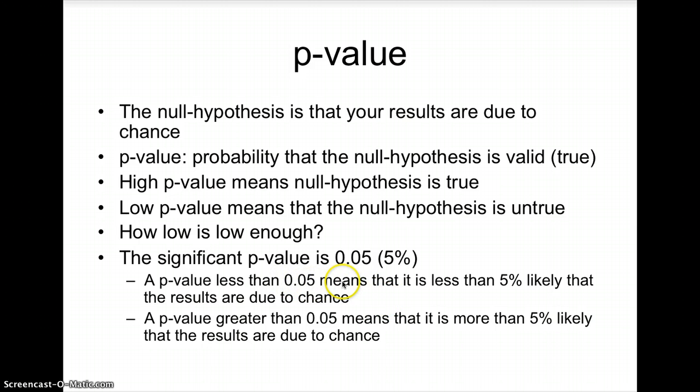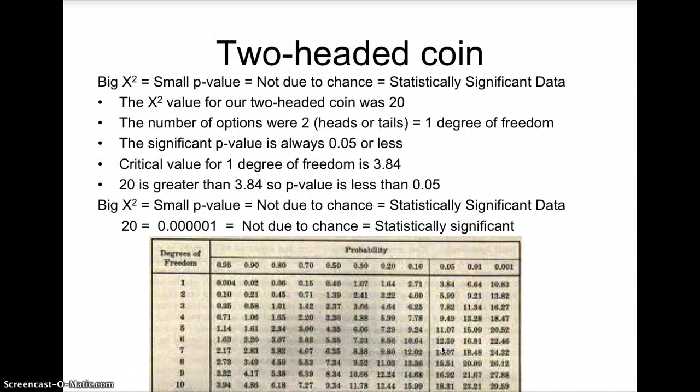The p-value means that if it's less than 0.05, it's less than 5% likely that the results are due to chance. If it's greater than 0.05, it's more than 5% likely that the results are due to chance. So here's a table.